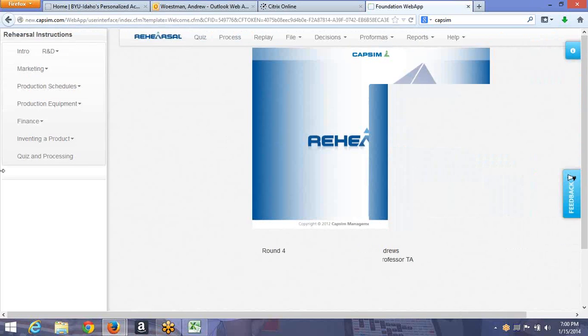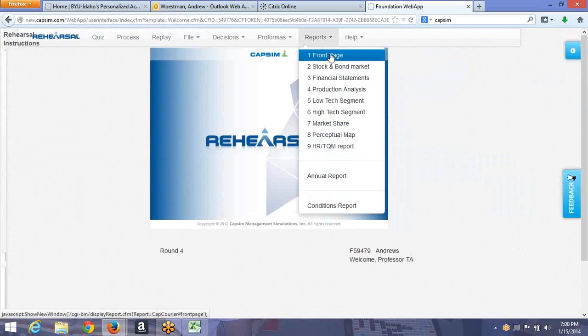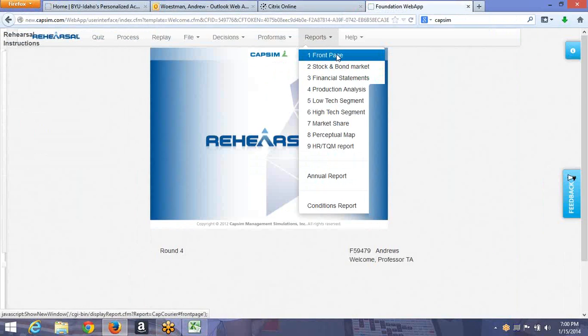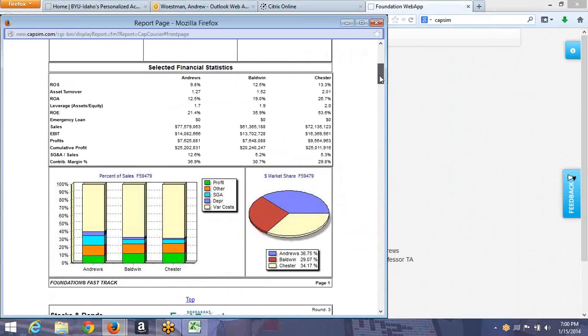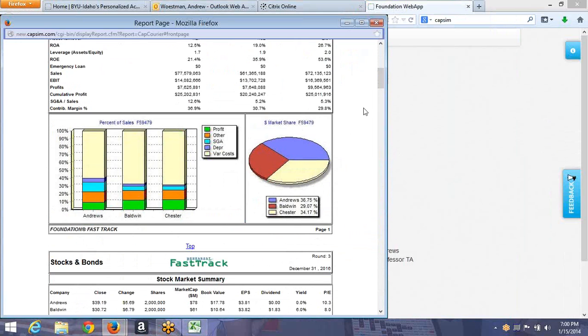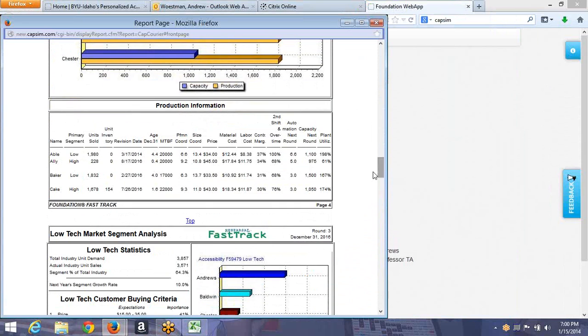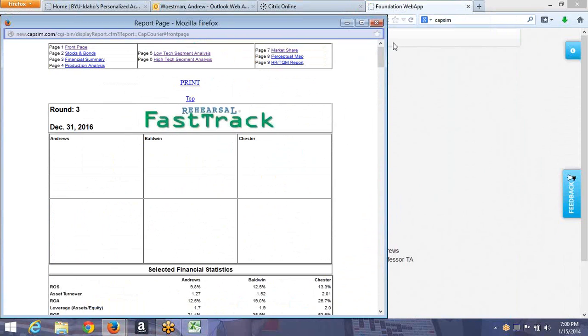So now I just did 2 rounds, and that's what we wanted to do today. I can go back to my front page, I can go back to my fast track to see how I did. I sold 77 million. I took over 36% of the market. I'm doing really good. Chester has 34. They're catching up to me. I sold everything that I put out, so it was really good.